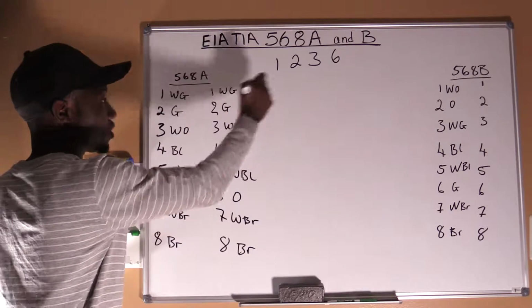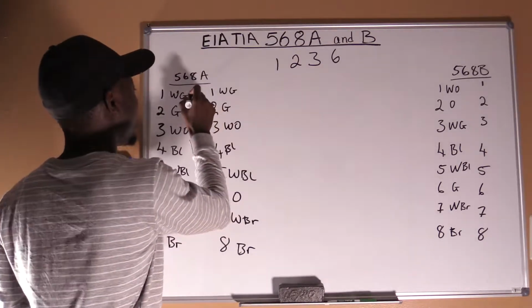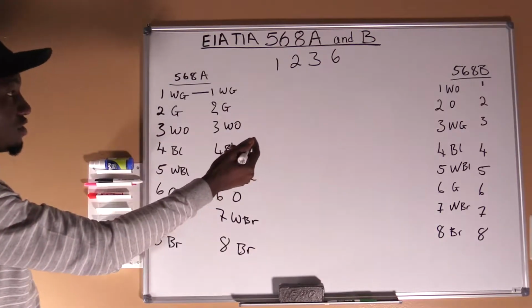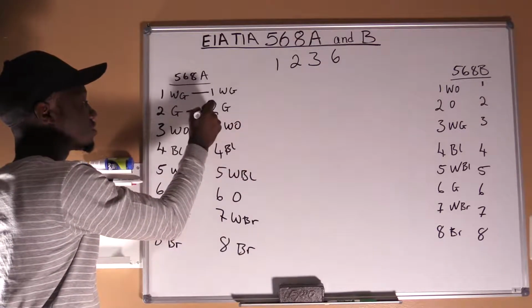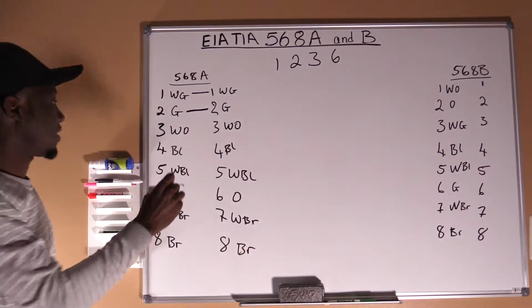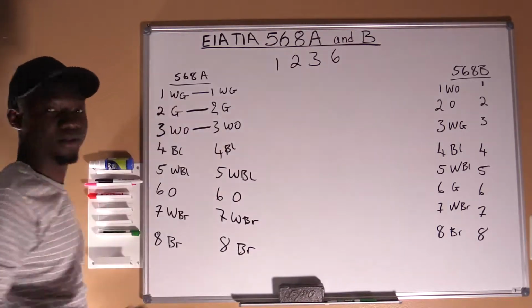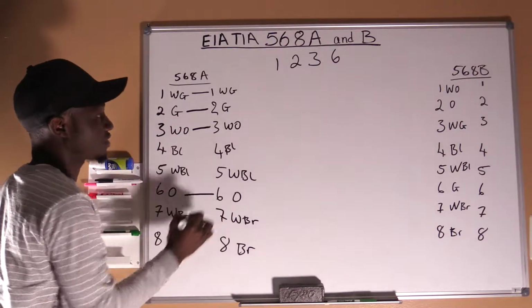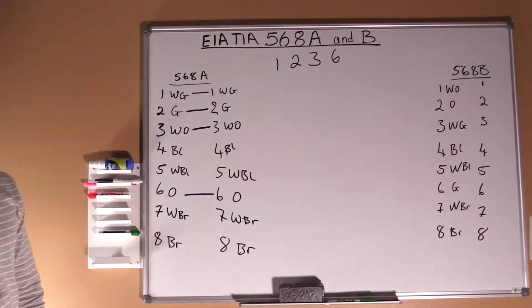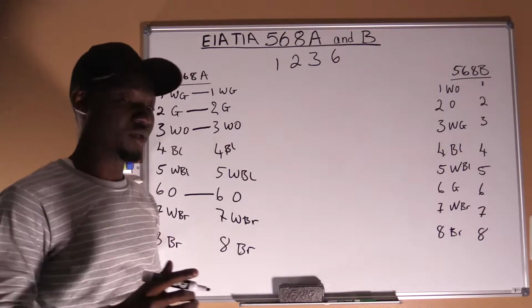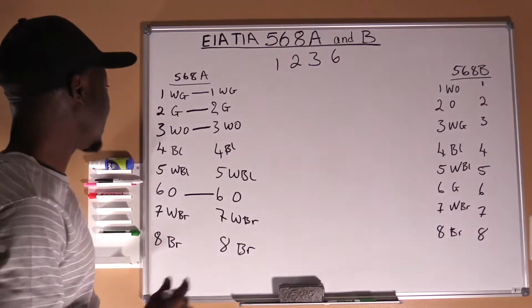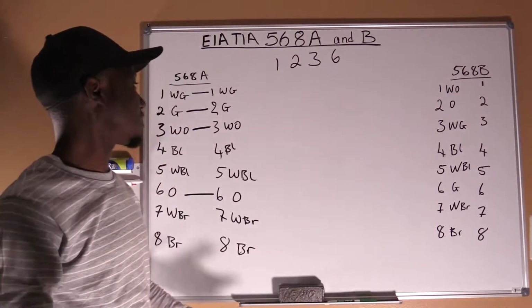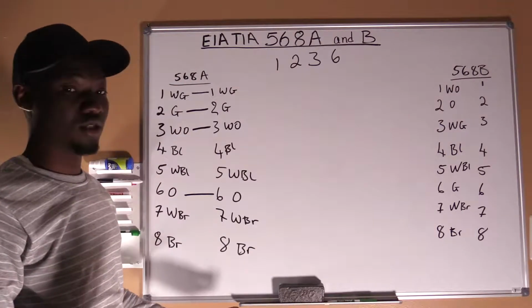So you have 1 connects to 1. So 1 on this end connects to 1 on the other end, which is white green connect to white green. Then 2 to 2. And 3 to 3. And then 6 to 6. That's for your straight through cable, right there. Easy. 1, 2, 3, 6. That's the only thing you have to remember when you're doing a connection.